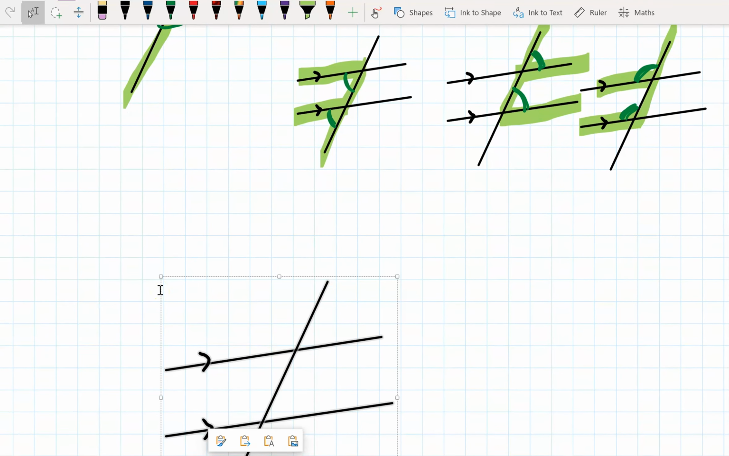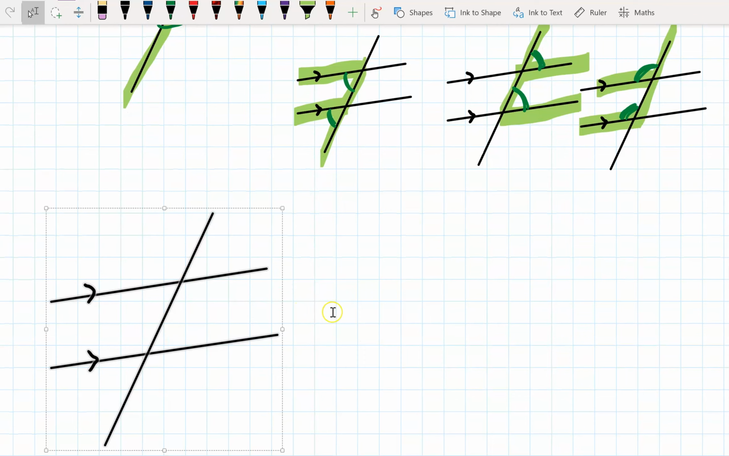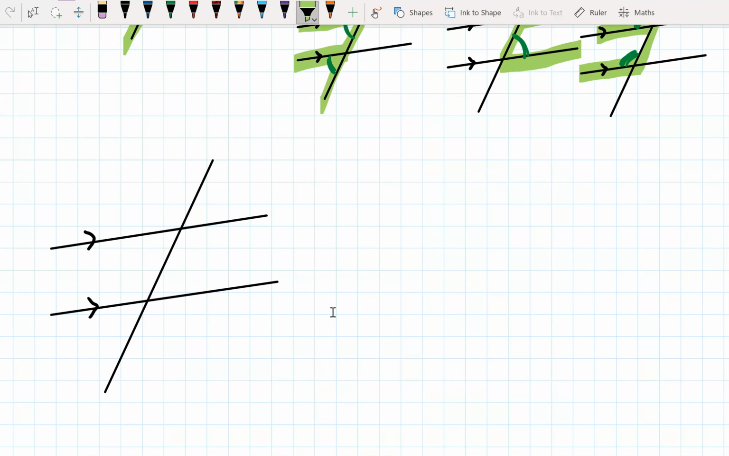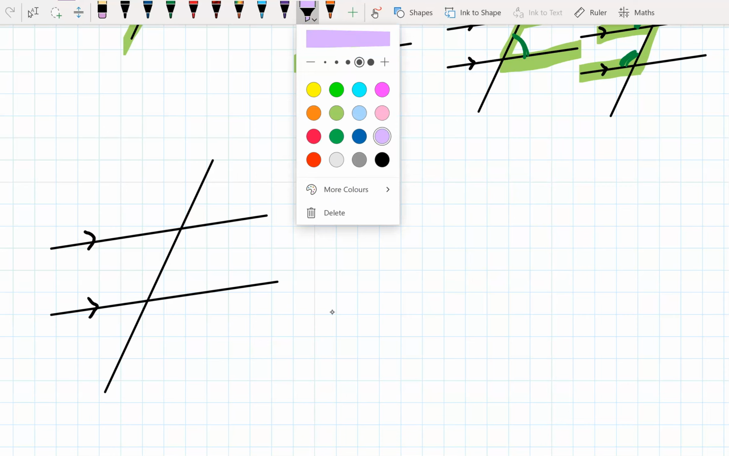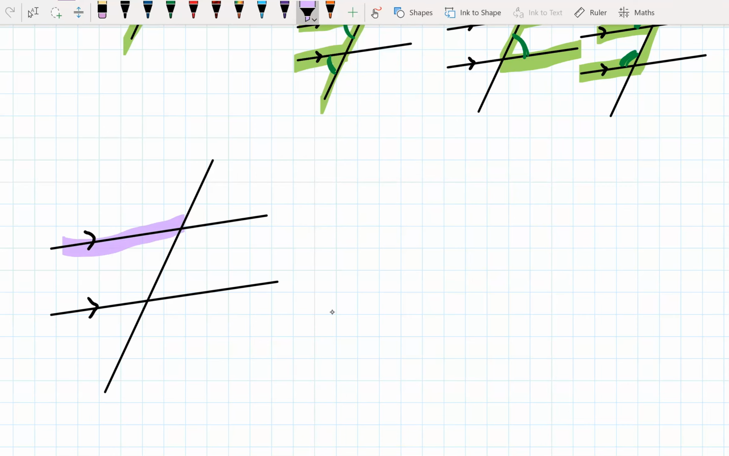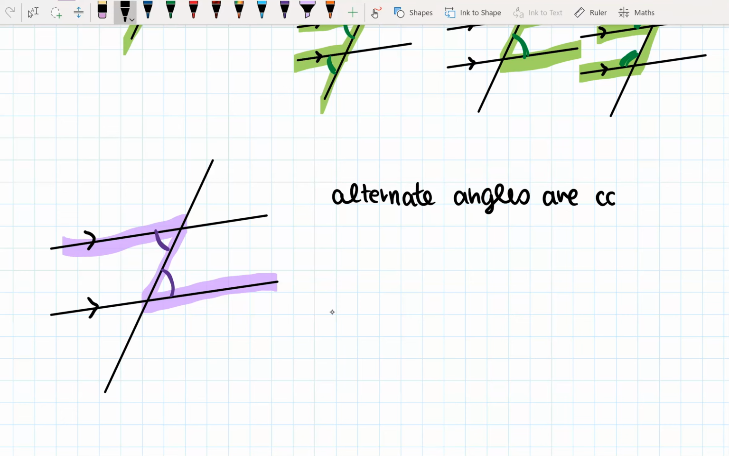The third rule I'm going to do here. Hopefully you guys remember this one as well. Let's use purple this time. And this is this rule here. It looks like a Z. When you have a Z, these angles here are congruent. So we say here that alternating or alternate angles are congruent.